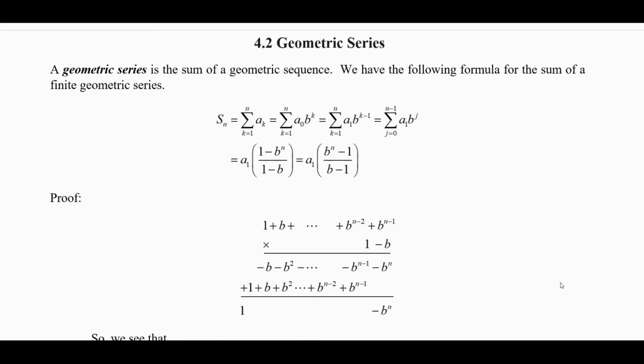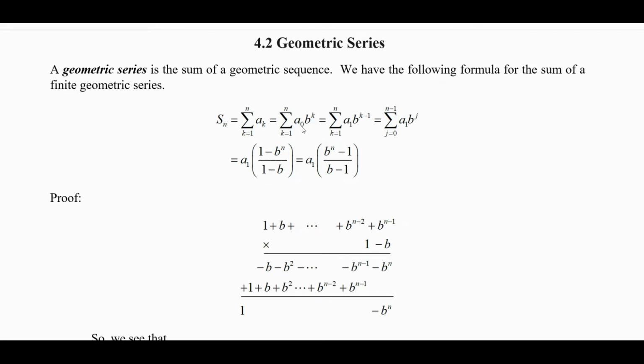In this video, we're going to talk about summing a geometric series. A geometric series is a sum of a geometric sequence, and so we're going to end up having the following formulas. If we sum a sub k from k equals 1 to n, that's s sub n in general. For a geometric sequence, a sub k can be written as a sub 0 times b to the k.